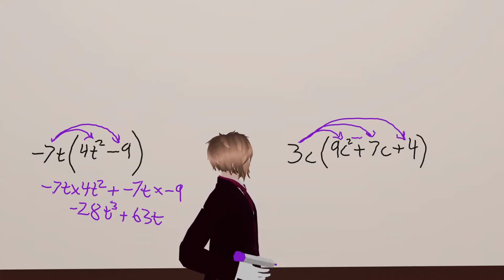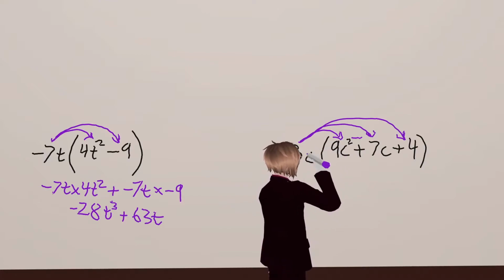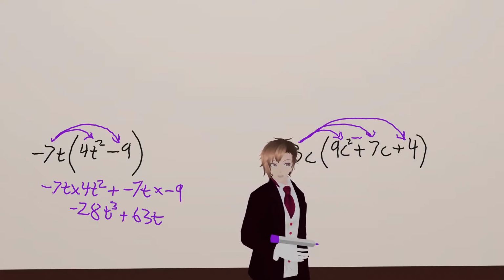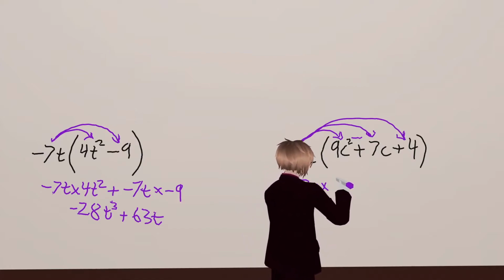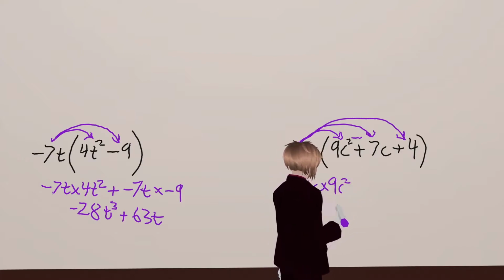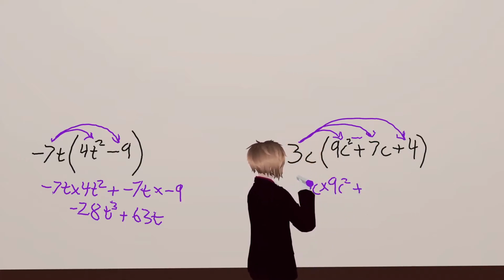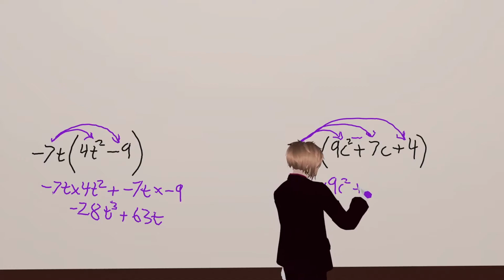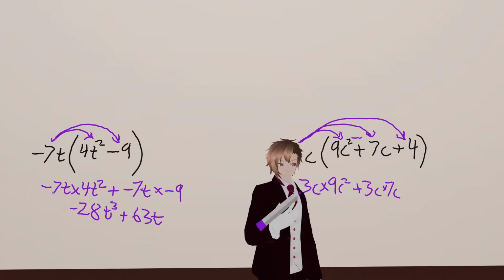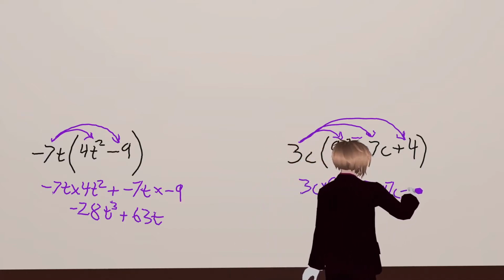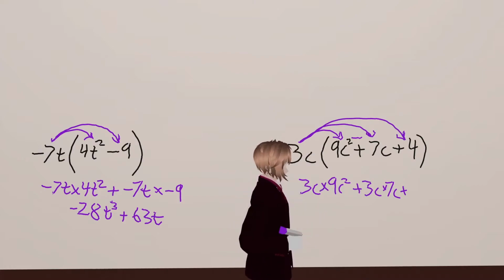So let's now expand this bracket. We're going to distribute 3c with all 3 of my things that are inside the brackets. I have 3c times 9c squared, and the plus 3c times 7c, and, so we're going to do another plus, 3c times 4.